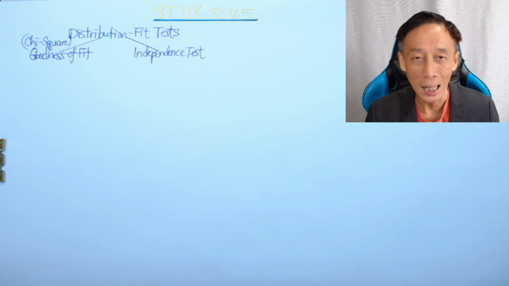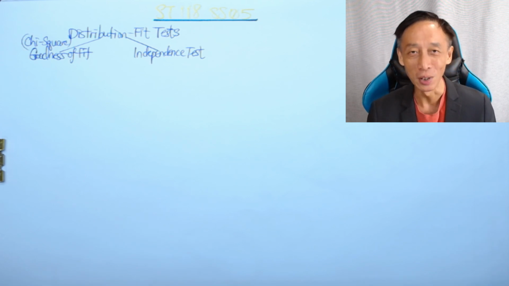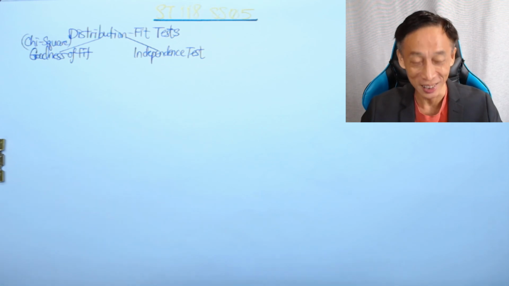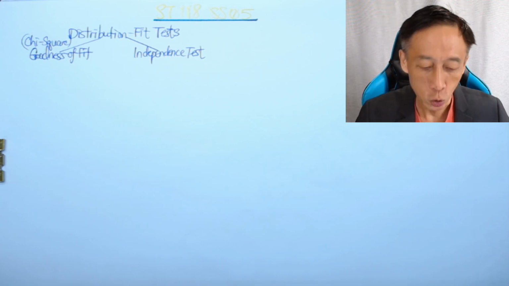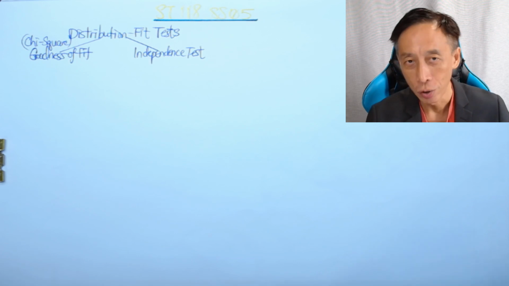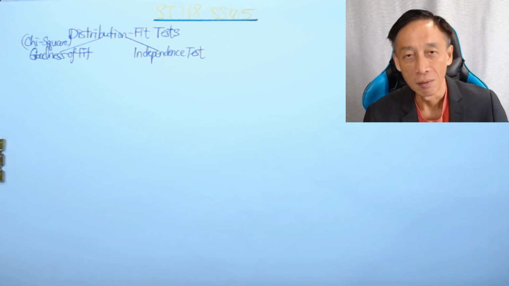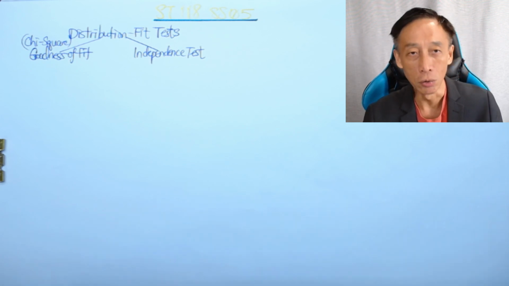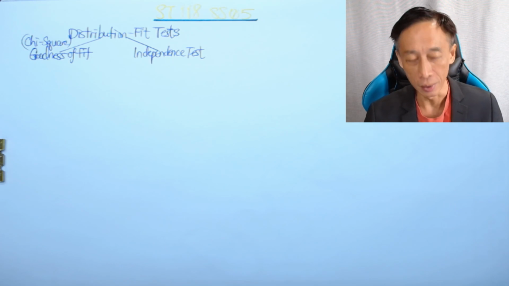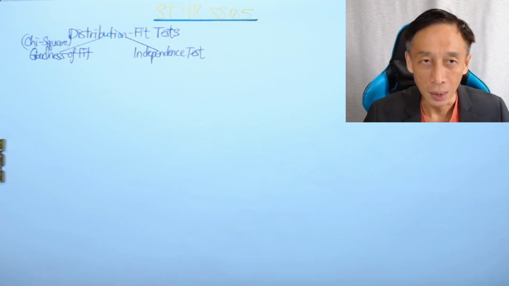So we need this test to, and I don't want to use the word proof because we're not doing science here, we are just trying to find data and analytics to give support to our conclusion. If we manage to reject the hypothesis, then we'll say the two populations are not independent. We'll see how, using an example.